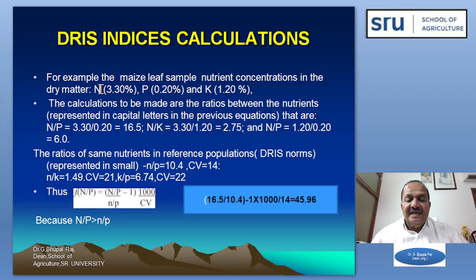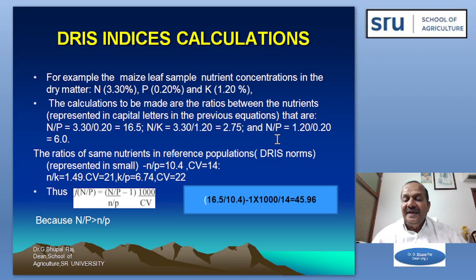For example, in maize crop, nitrogen is 3.3. N by P, that is N 3.3 divided by P 0.200, gives 16.5 as the N by P ratio. Like that, N by K, N 3.3% divided by K, that is 1.2%, gives 2.75.